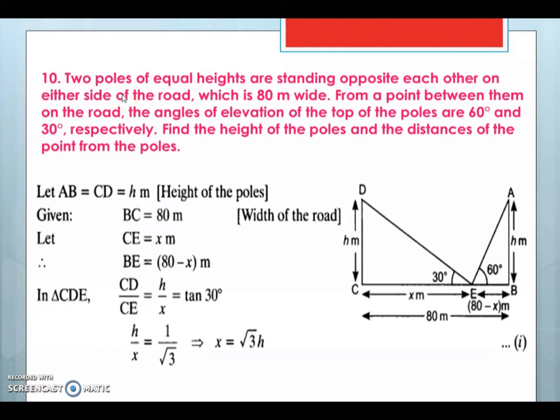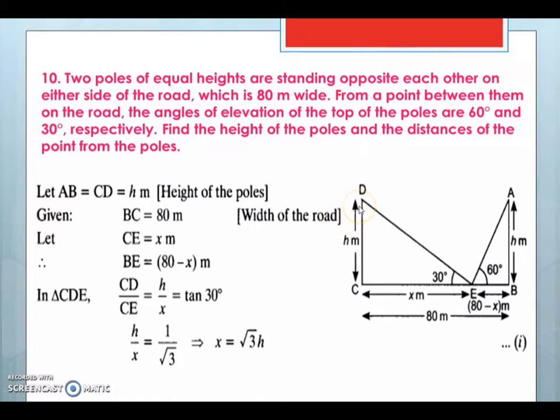Two poles of equal heights are standing opposite each other on either side of the road, which is 80 meter wide. From a point between them on the road, the angles of elevation of the top of the poles are 60 degree and 30 degree respectively. Find the height of the poles and the distance of the point from the poles.